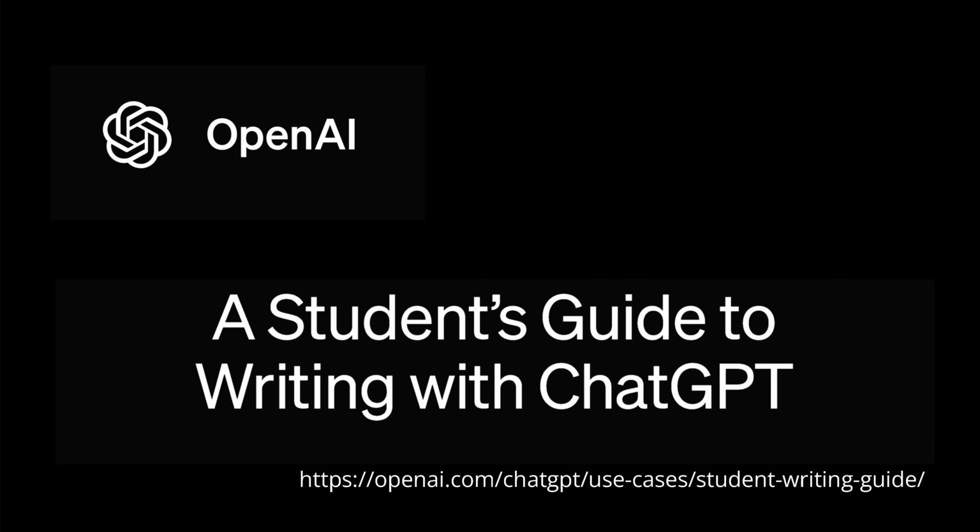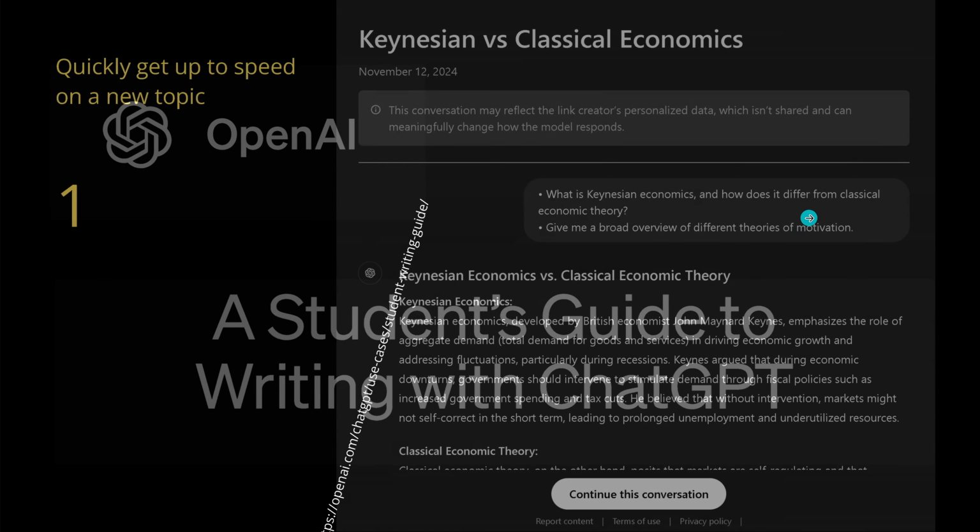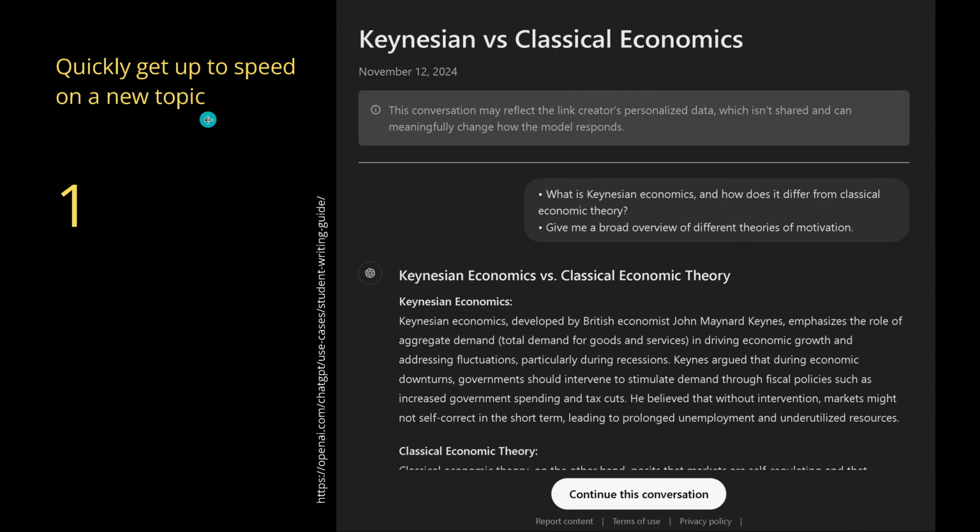Of course, at first the official guide by OpenAI, so let's have a look at what's happened. There are about 10 points. The first one is, quickly get up to speed on a new topic. And OpenAI provides examples here, and I clicked on this example and I show it to you so you don't have to click through this guide yourself.